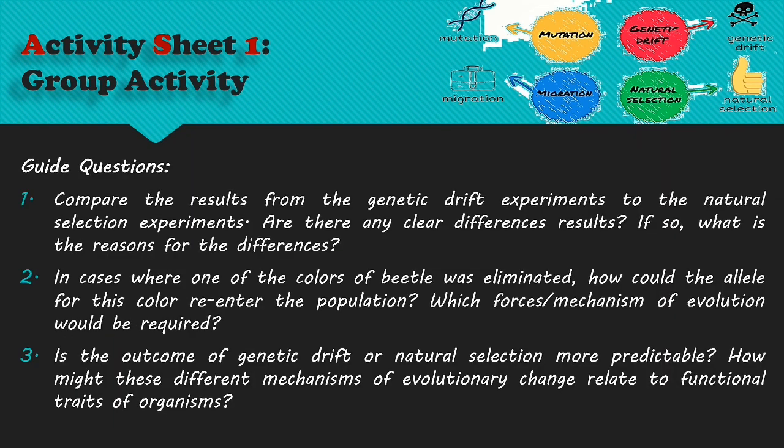For your guide questions, 1. Compare the results from the genetic drift experiments to the natural selection experiments. Are there any clear differences in results? If so, what is the reason for the differences? 2. In cases where one of the colors of beetle was eliminated, how could the allele for this color re-enter the population? Which mechanism of evolution would be required? 3. Is the outcome of genetic drift or natural selection more predictable? How might these different mechanisms of evolutionary change relate to functional traits of organisms?